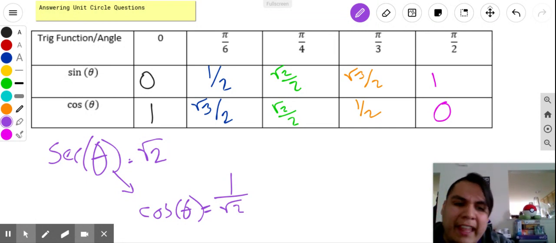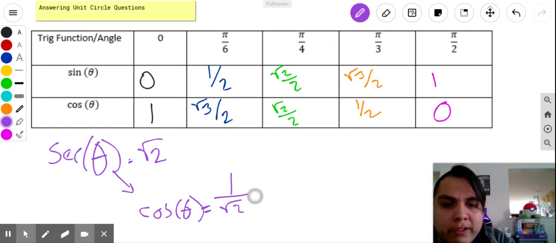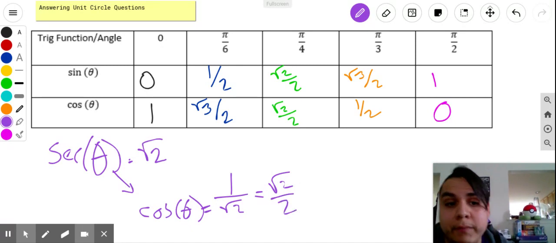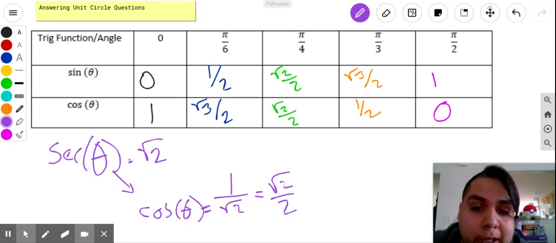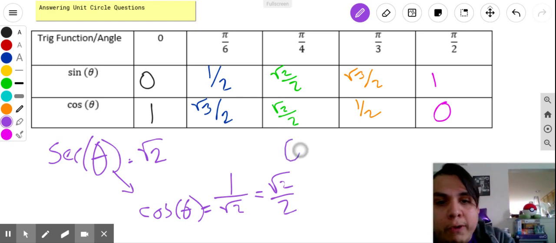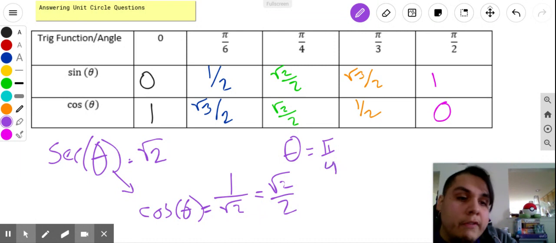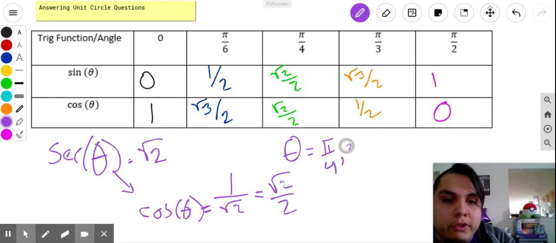Which then, that doesn't help me because I don't see that in my table. So I rationalize it and figure out it's equivalent to radical 2 over 2. Now I'm in familiar territory. Cosine of pi over 4 should give you a radical 2 over 2, but it could also be a 3 pi over 4, a 5 pi over 4, and a 7 pi over 4.